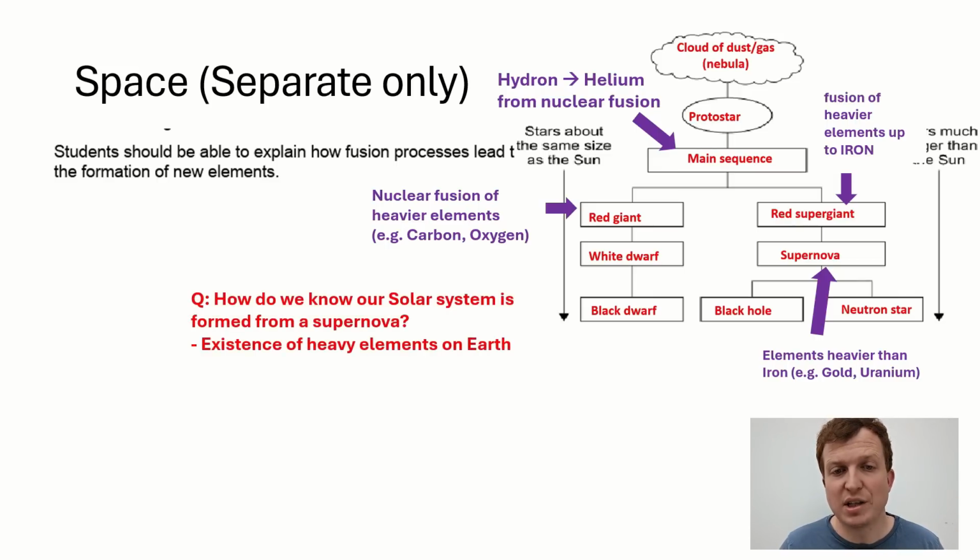So a common question is something like, how do we know our solar system is formed from a supernova? Well, it's because we have these heavy metals, heavy elements. We have loads of gold, we have quite a lot of uranium, therefore they must have come from a supernova somewhere, an explosion of a star.